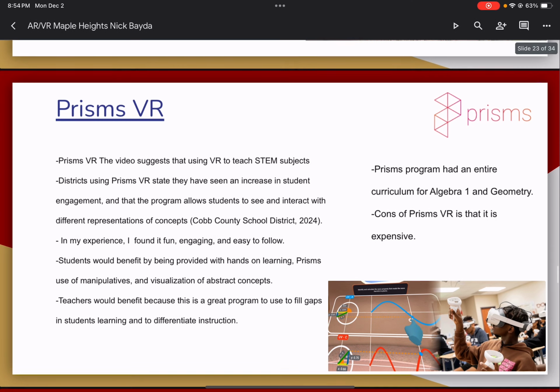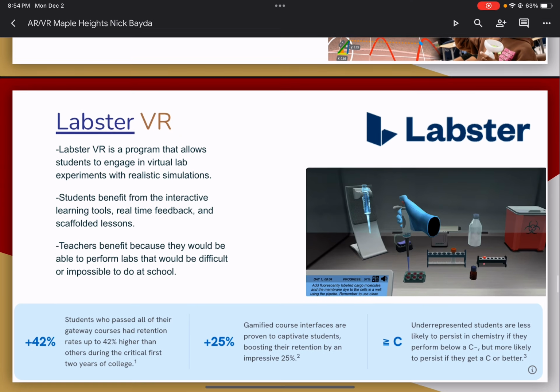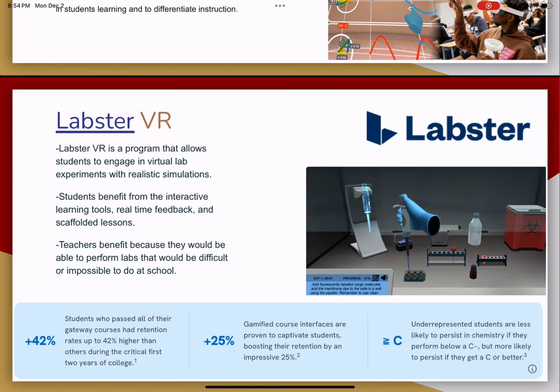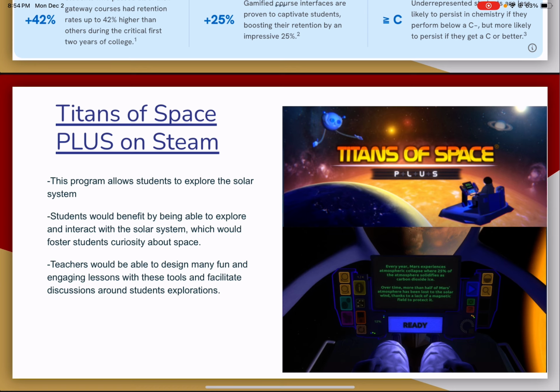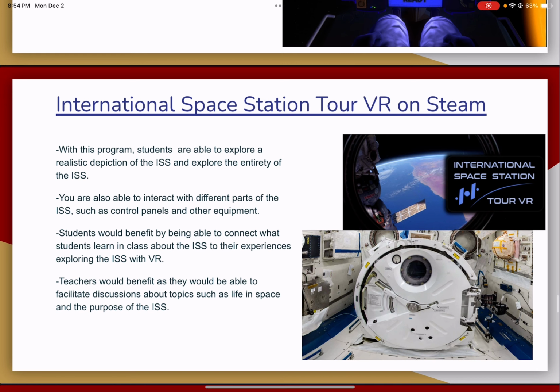As for VR apps, Prisms is a great one. It is a little expensive, but I have gone to training for it before, and I found it fun, engaging, and super easy to follow. Some benefits here are you can really help students visualize abstract concepts. Labster VR was another great one where students can do experiments. Times of Space, I would love to have this for my STEM club, and it allows students to explore the solar system. So again, tying back to the beginning, you can show students things they haven't seen before. Similar, the ISS has a tour on VR as well.